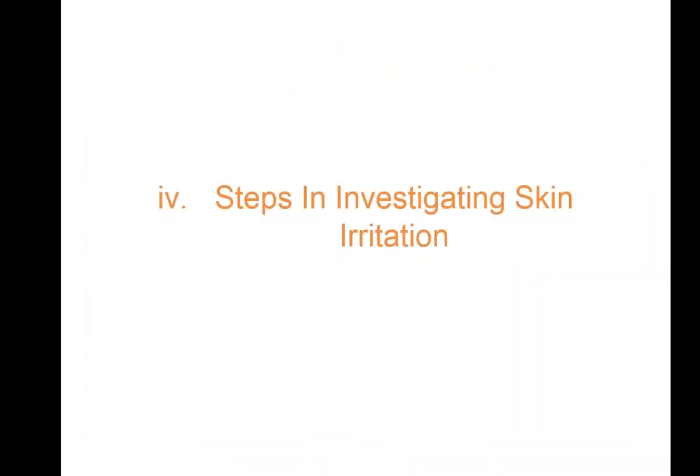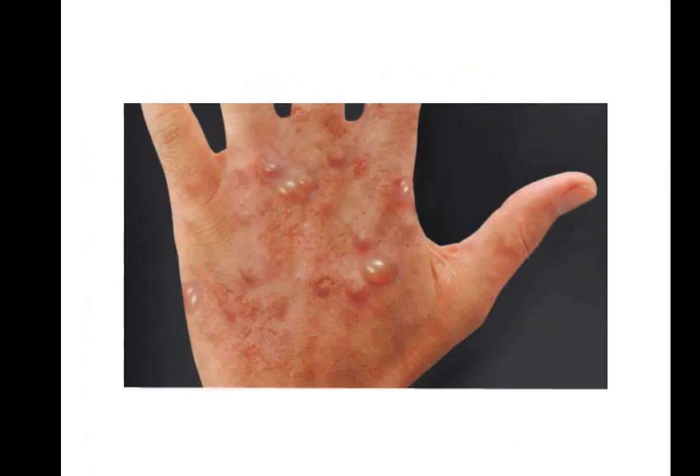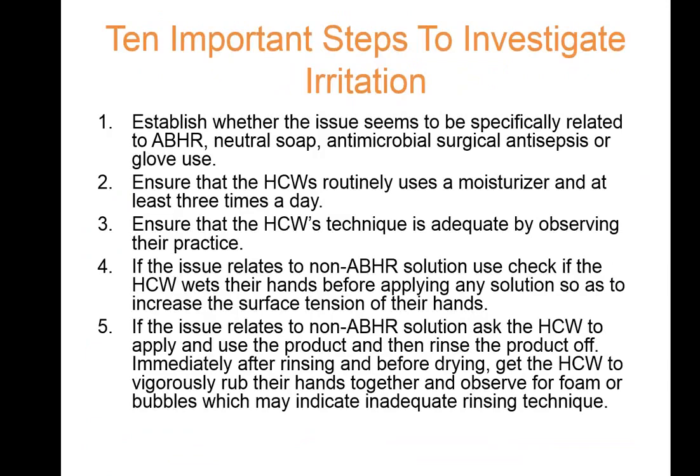So let's now quickly look at the steps that we would undertake when investigating skin irritation. Here they are. Well, first of all, we'll get ready by looking at this horrid image of someone with really irritated skin. Here are the 10 things that I think are important. First of all, we have to try and narrow down and see what this issue may actually be related to. Is it related to the alcohol-based hand rub, soap, antisepsis, or is it related to glove use? So we narrow that down and we truly can try and understand it.